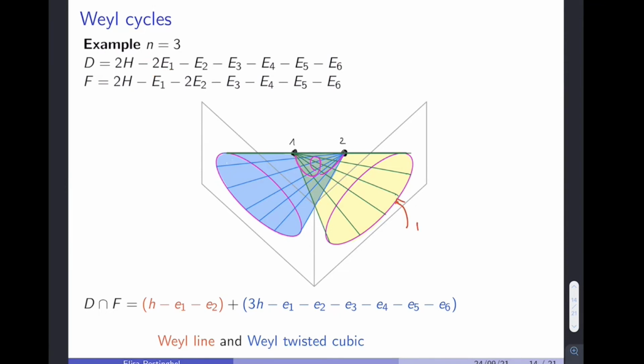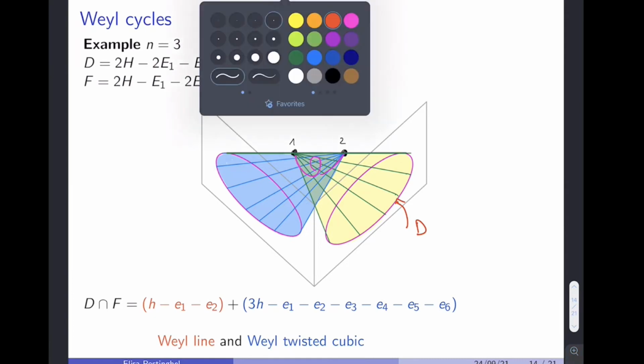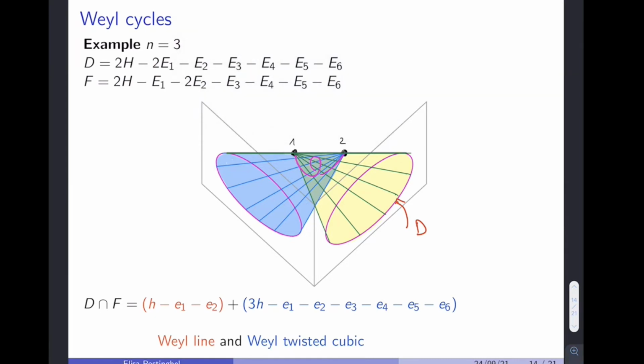So this is D. And now I do the same, but I take a different vertex. I take as vertex the second point, and this is going to be my F. If I intersect them, this is the intersection between 2 surfaces in 3-dimensional space, so I'm supposed to get a curve. I'm supposed to get a quartic curve because I'm intersecting 2 quadric surfaces. And indeed, I get a quartic curve, but it's not irreducible. It's the union of the twisted cubic that they both contain and the line through the 2 vertices. They both contain that line.